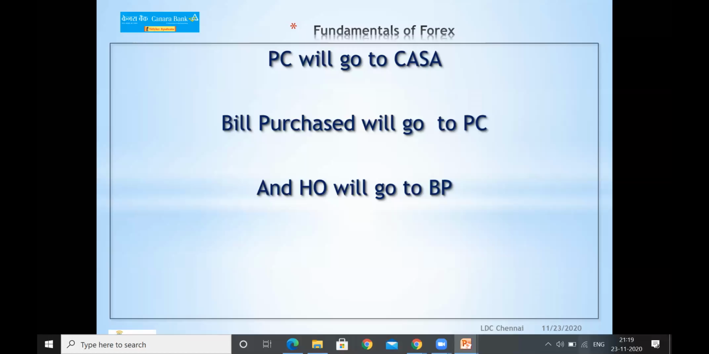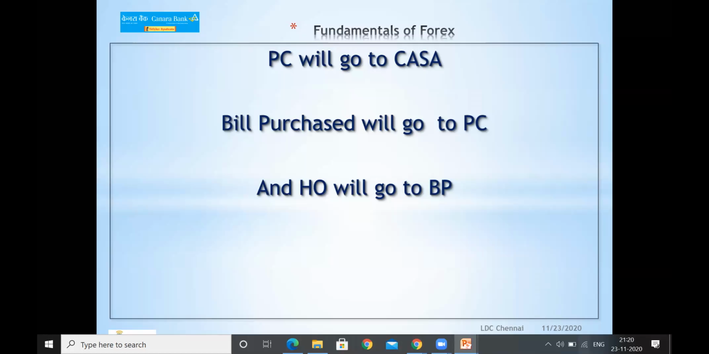So what happens when I'm having this LC or export order with me, I can go to any bank and avail PC based on my standing. It's a loan. PC means packing credit. Where will PC go? PC will be a loan account, debit PC. It goes to the operative account of the party, the CASA account. When the party is exporting, this is also called a pre-shipment credit, because we are giving this for making the shipment happen. So pre-shipment credit is also called packing credit.